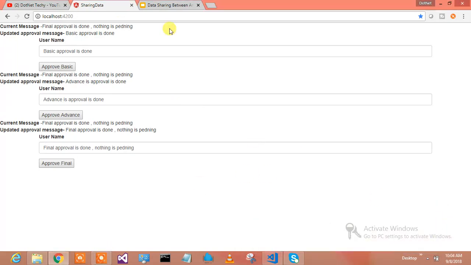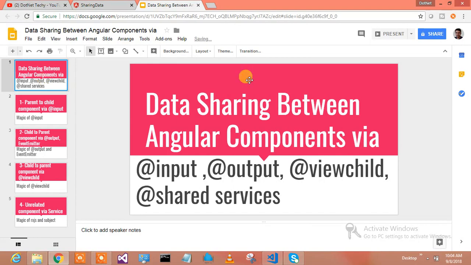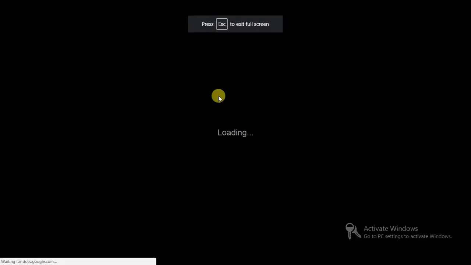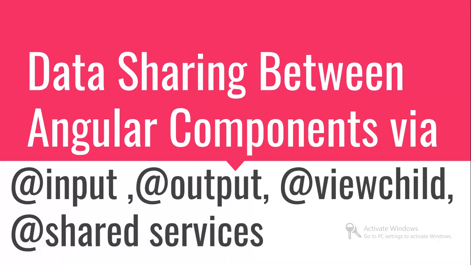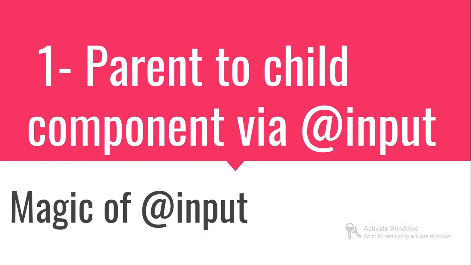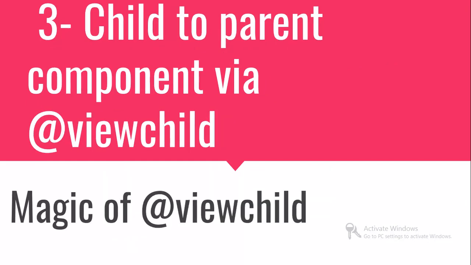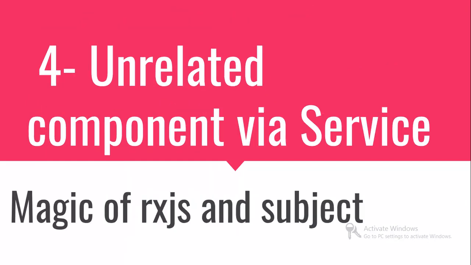So that's all about the four ways we have discussed. Let us summarize data sharing between components. Between Angular components, we have used @Input for parent to child communication, @Output and EventEmitter for child to parent communication, ViewChild for parent accessing the child, and shared services across anything. That's what we have done till now.